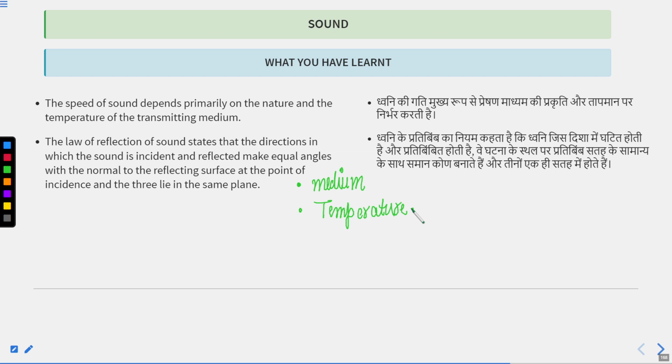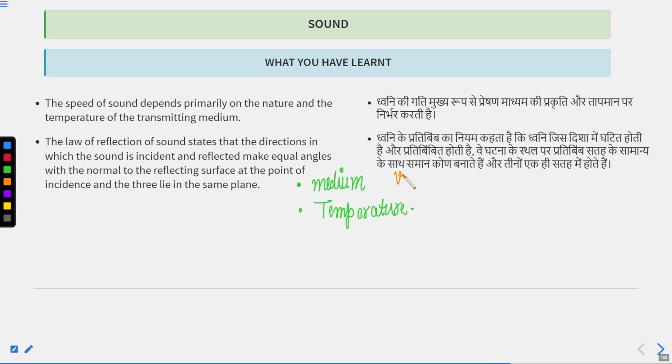It also depends on temperature. If we increase the temperature, then the air molecules will vibrate faster, and sound is made from vibration. So if the medium already has vibration, the vibration can get transmitted easily from one particle to another. So as the temperature increases, the speed of sound increases. Clear, class?